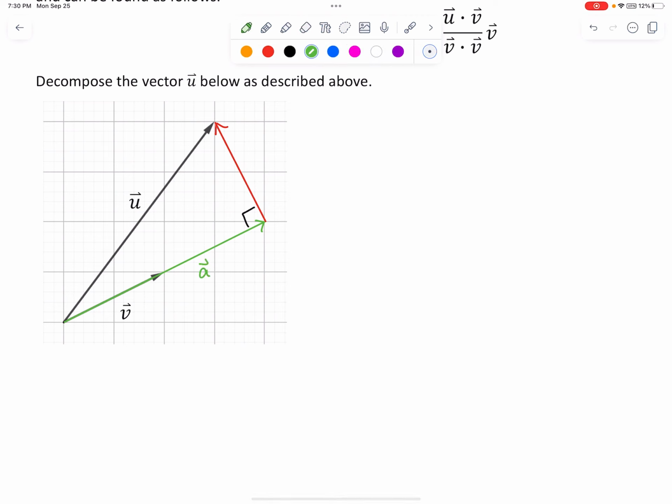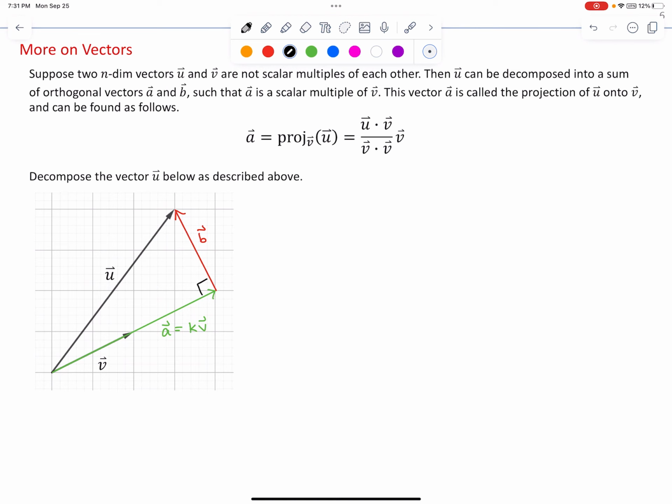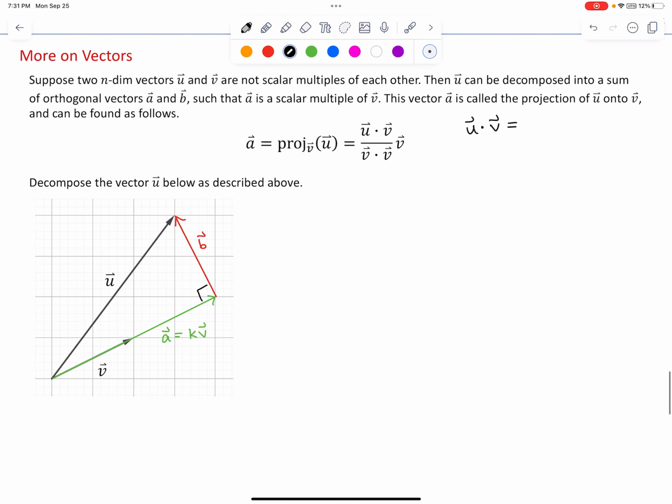So we're going to call the vector a here some sort of multiple of vector v, and this will be vector b. Now I do want to show you where this formula comes from briefly. So we're going to begin by doing u dot v, and we're going to decompose u into the sum of vectors a and b, and we'll do the dot product of the sum with the vector v. And then our properties from above suggest that the dot product basically distributes here, so we have vector a dot product vector v plus vector b dot product vector v.